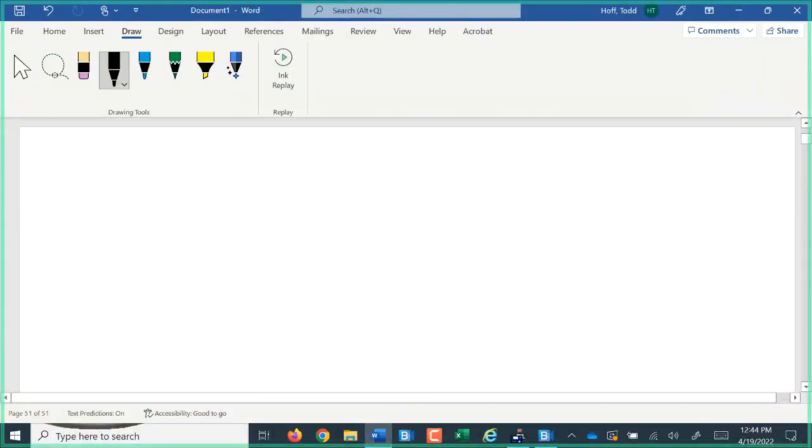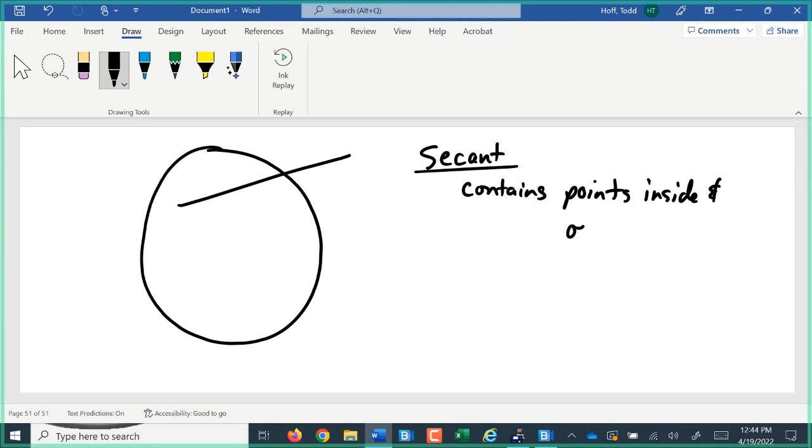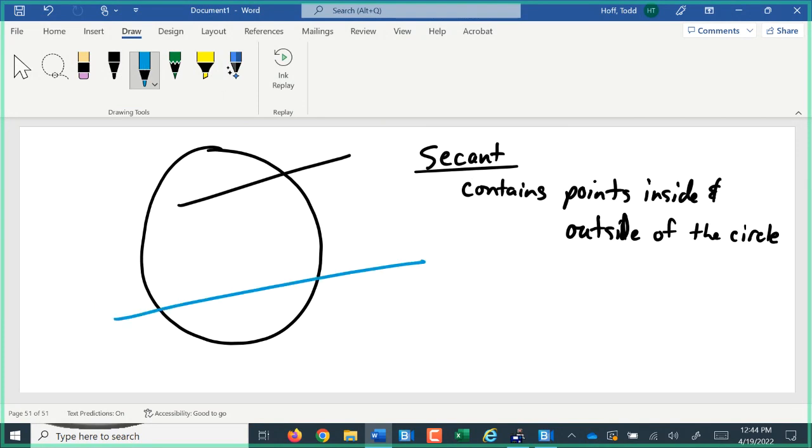Other parts of a circle that are a little bit lesser known. Something called a secant. A secant is just a line or a segment that contains points inside and outside of the circle. So that is a secant the way I have it drawn there, but we're more used to seeing a secant like that where it continues on through the circle.